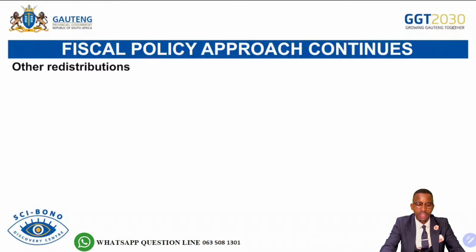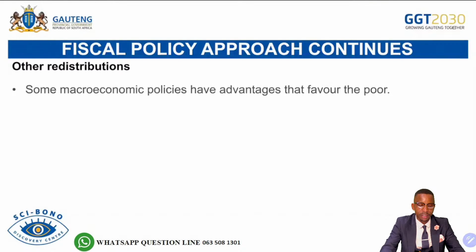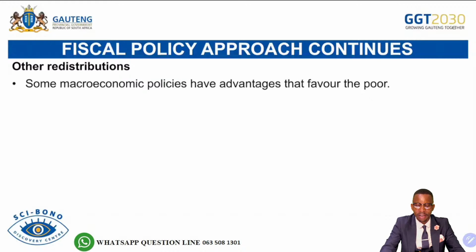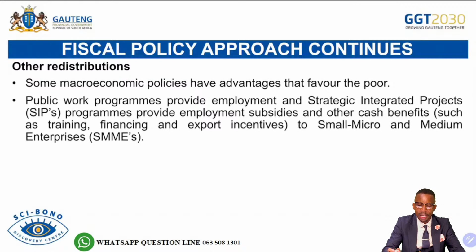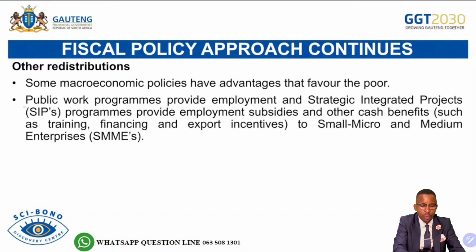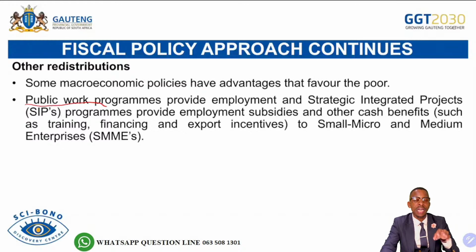We continue with fiscal approach. Other redistributions. Some macroeconomic policies have advantages that favor the poor. In this case, we talk about the likes of expanded public works programs that are put in place in underprivileged areas so that there will be a level of income being received, a lower level of poverty, and improved living standard. Remember, under EPWP, that's why the state intervened by providing some community projects in communities, giving some people tenders in communities so that they can maintain road infrastructure the most.